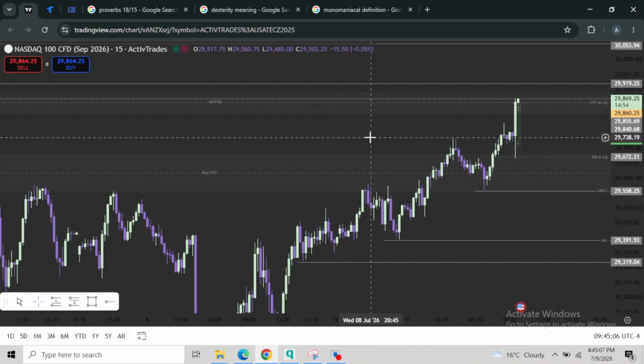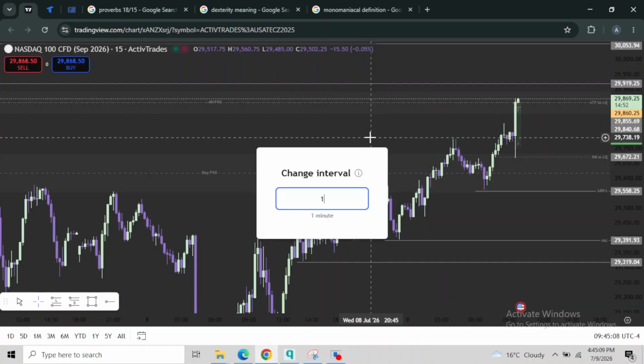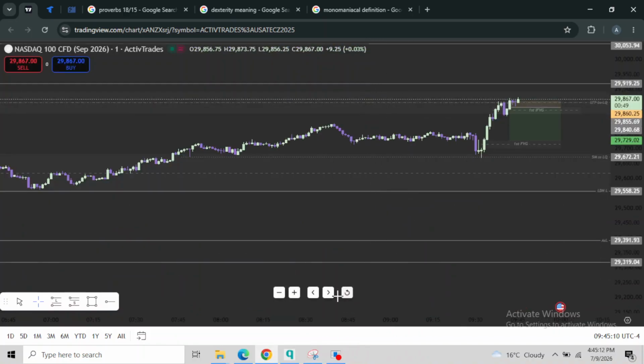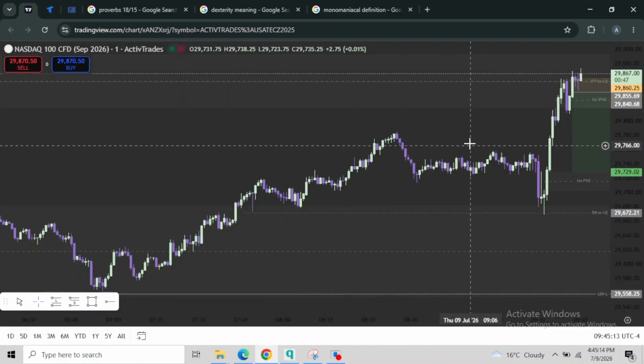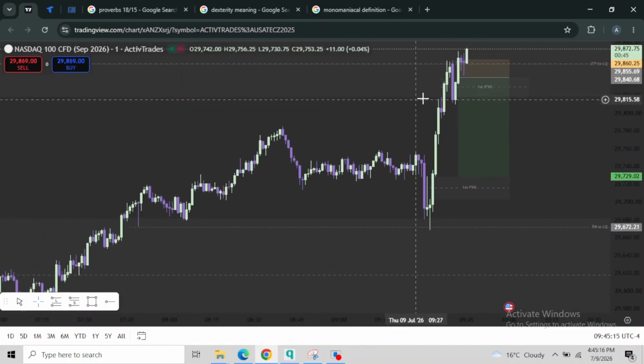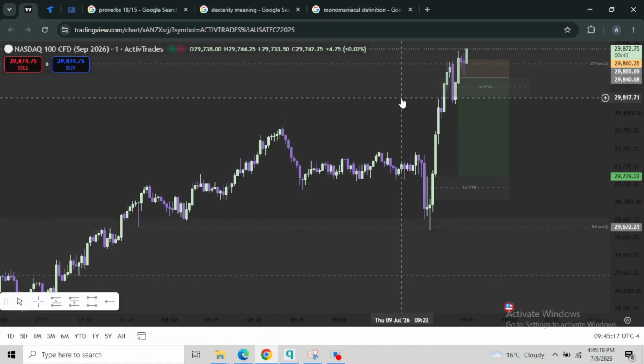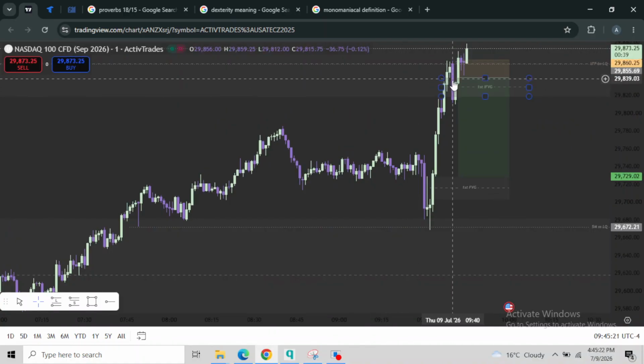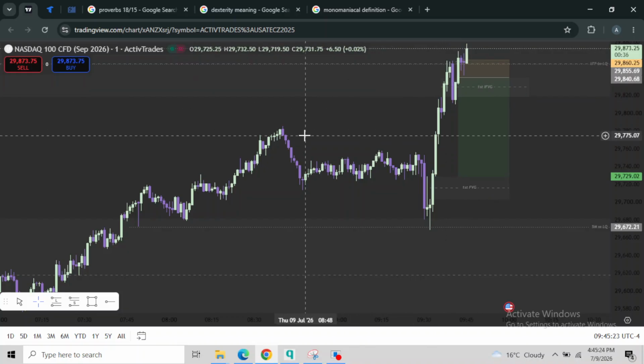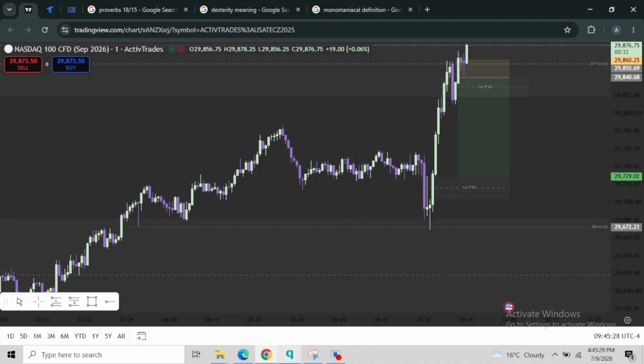Now price swept it and we inversed this gap over here, closing below the 4-hour fair value gap, and we made a 1 minute fair value gap that I used for my entry.